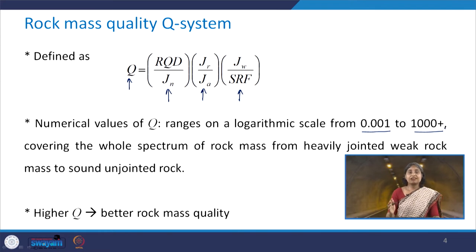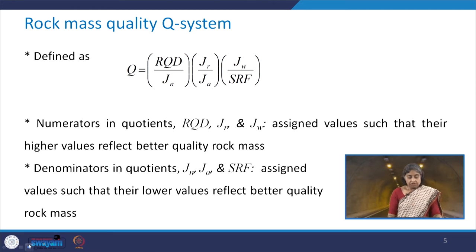If you take a look at this expression, the 3 parameters in the denominator are Jn, Ja and SRF. If their values are low, the value of Q is going to be high. In the numerator, RQD, Jr and Jw are assigned values such that their higher values reflect better quality rock mass, and in the denominator, you have Jn, Ja, and SRF. As I mentioned, these are assigned in such a manner that their lower values reflect the better quality rock mass.